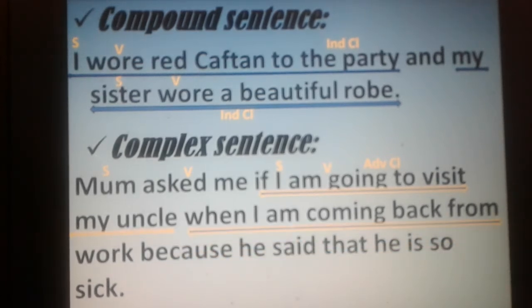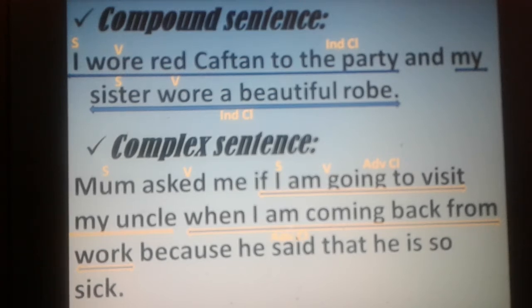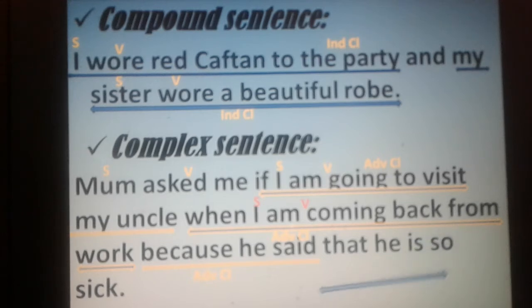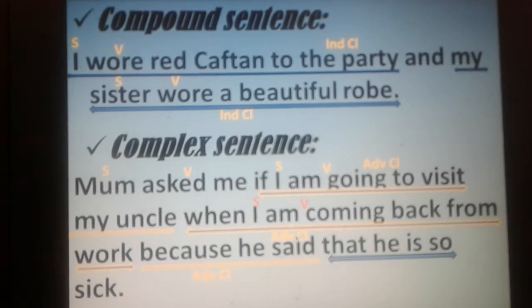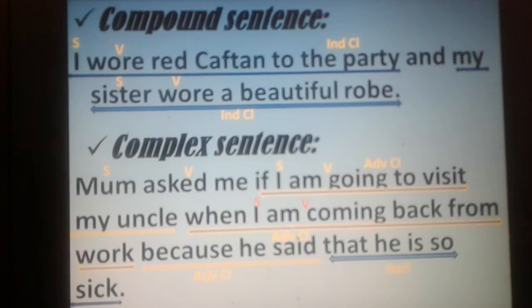We have here another independent clause. When I'm coming back from work, it's another verb clause. It gives us time, when. Subject I, verb I'm coming. Because he said. It's another adverb clause, for a reason. It gives us the reason that he is so sick. It's a noun clause.